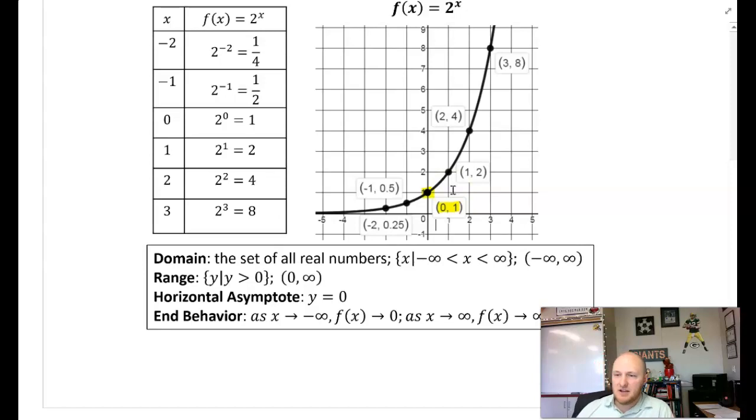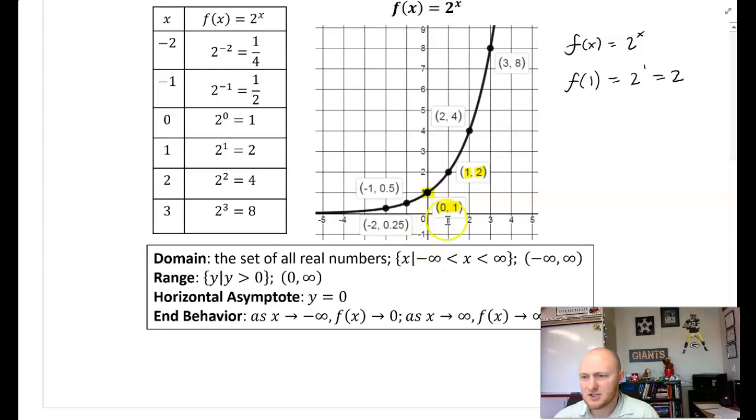Okay, and then their second point is whatever their base is. So 1, 2. In this case our base is 2. So if I have my function f of x equals 2 to the power of x, if I evaluate at 1, I get 2 to the first, which is 2. Okay, so those two points are important points to remember just in the general approach to exponential functions.